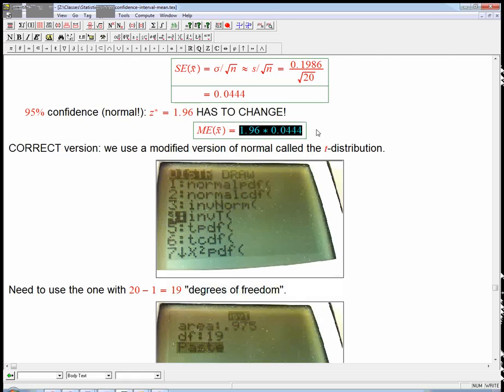Okay, here's what we do to correct that slight error. We're not going to use the z star. We instead use the t distribution. They talk about that in the book, a slightly wider, fatter-tailed version of the normal distribution. Okay, I'll have a picture of it in just a second.